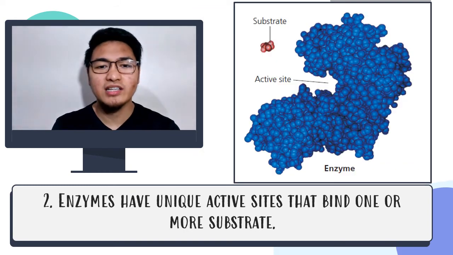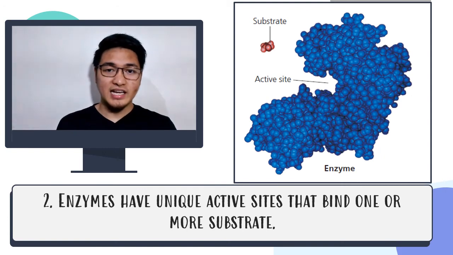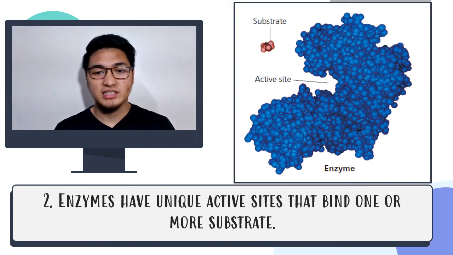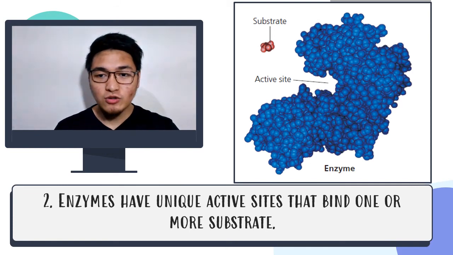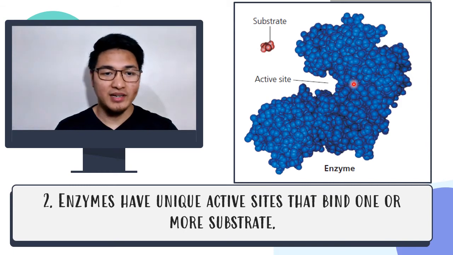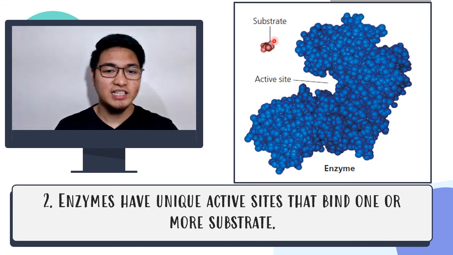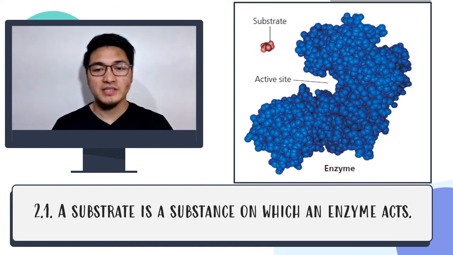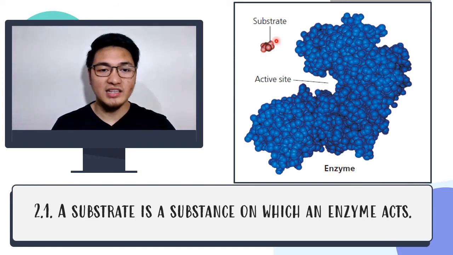So now, another characteristic ng enzyme is that it has a unique active site that binds one or more substrate. So kung makikita ninyo itong figure na to, this is an example of an enzyme. And an enzyme acts on a specific substrate or substrates. Pag sinabi nating substrate, it is actually a reactant in which an enzyme acts.